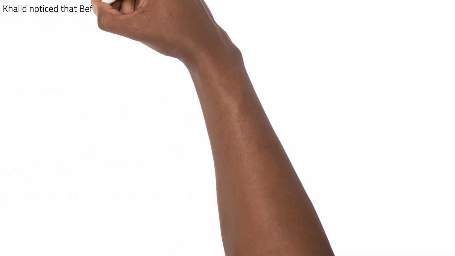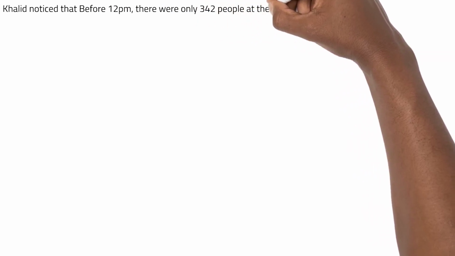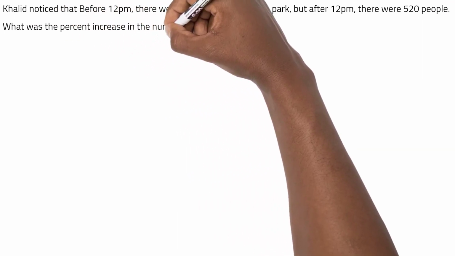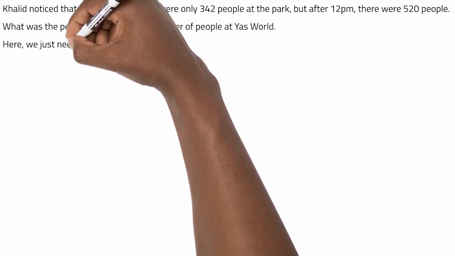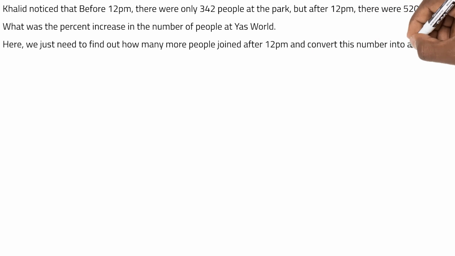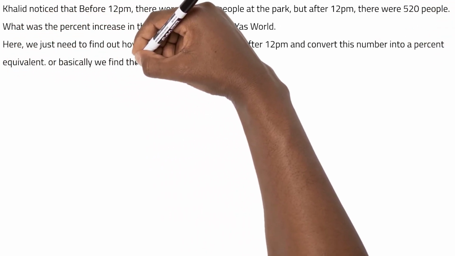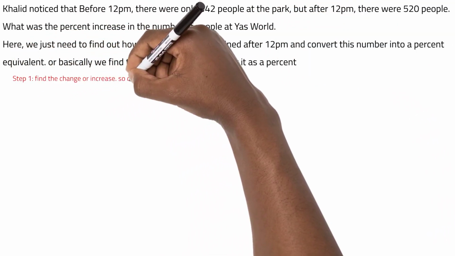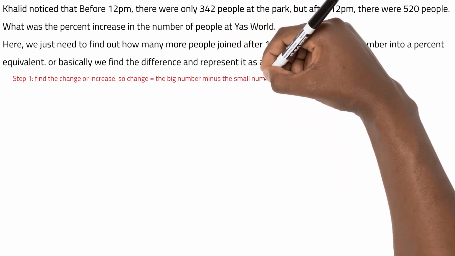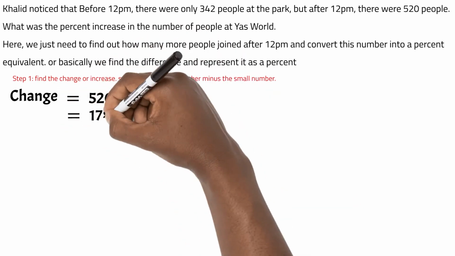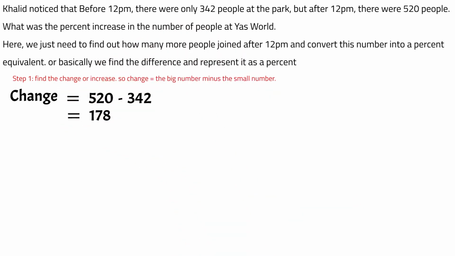Khalid noticed that before 12 p.m., there were only 342 people at the park, but after 12 p.m., there were 520 people. What was the percent increase in the number of people at Yas World? Here, we just need to find out how many more people joined after 12 p.m. and convert this number into a percent equivalent. Or basically we find the difference and represent it as a percent. Step 1. Find the change or increase. So change equals the big number minus the small number. Therefore change equals 520 minus 342, and this gives us 178. This means after 12 p.m., 178 more people came to the park.